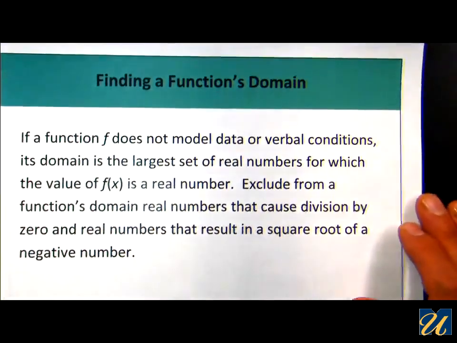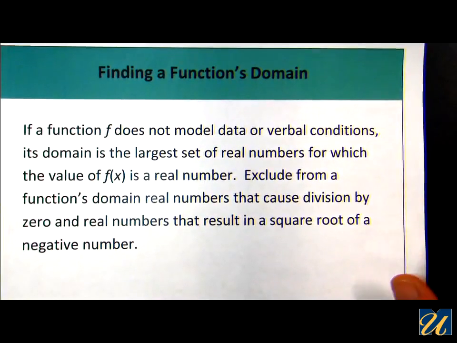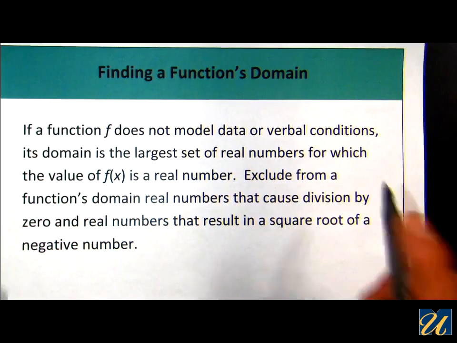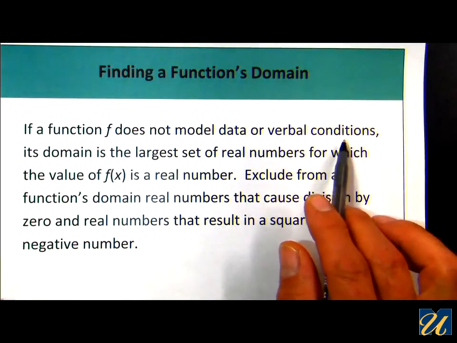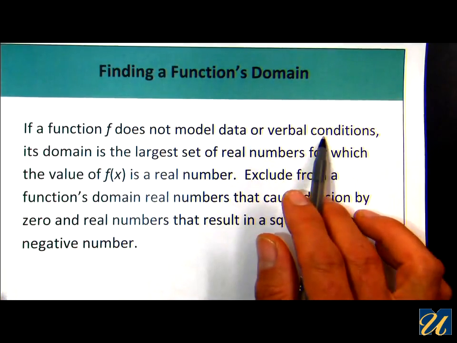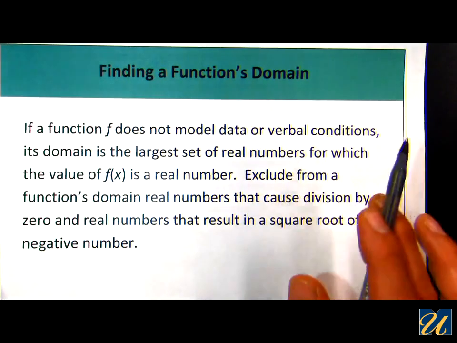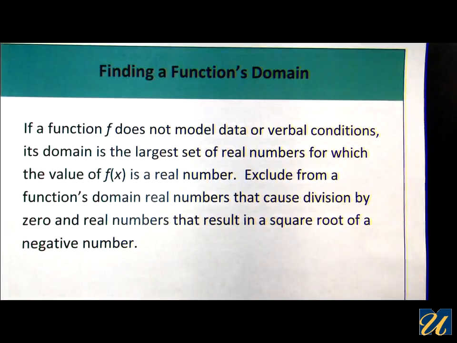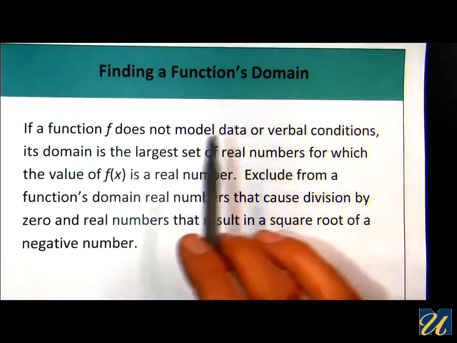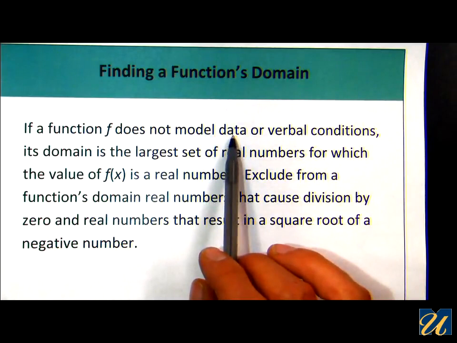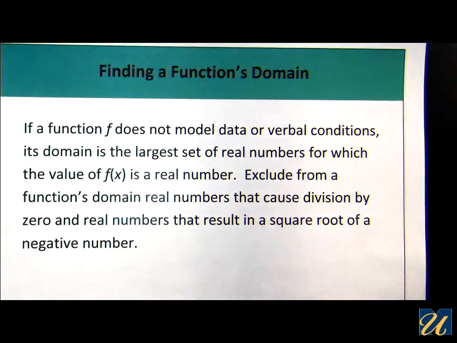Finding a function's domain. If a function f does not model data or verbal conditions, this is said because verbal conditions can often specify that a quantity is only good for this value to another value, and that automatically defines the domain, even though the function may be defined beyond that. And if it models data, say with time, then time can't be negative, so there's an implication of domain right there. So we're talking in a generic sense.